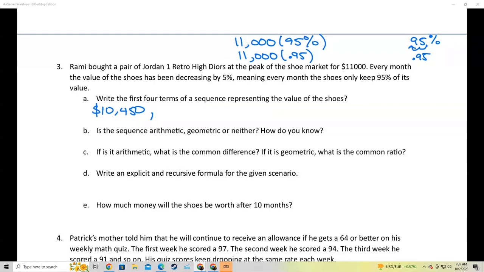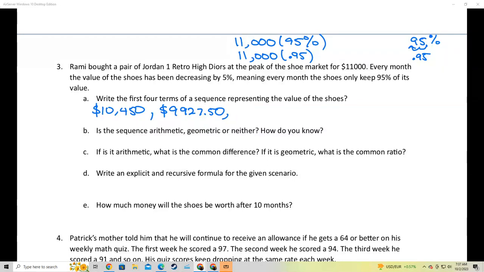Right now, my calculator says ANS times 0.95, hit enter, and the new answer I get is 9,927.50. Wow, I cannot read my numbers right now. Because it went down another 5%. Okay. What am I going to do to get the next one? I'm going to take that number and multiply that one by 0.95.